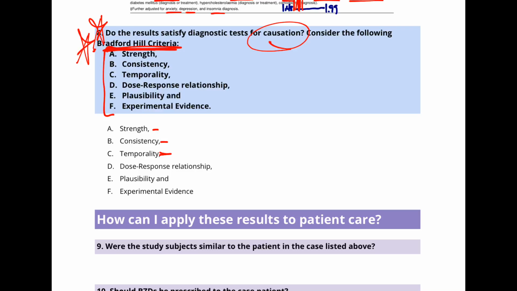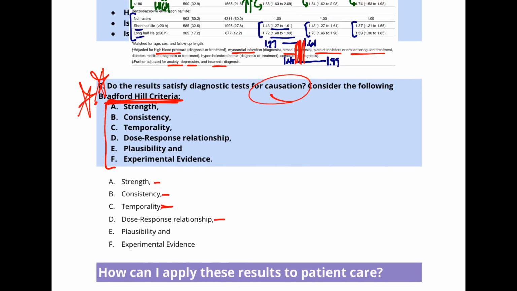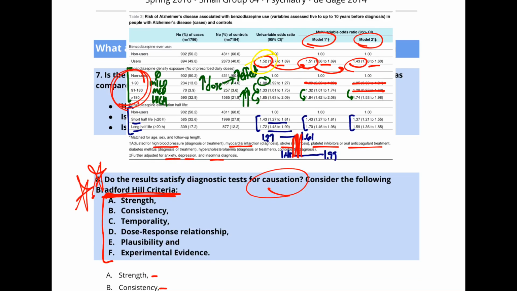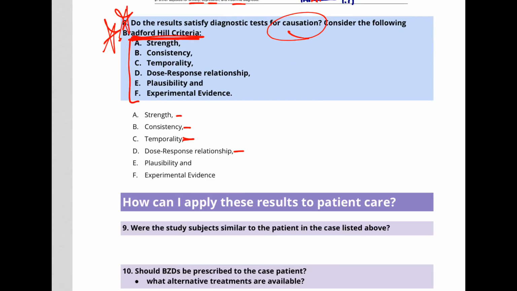Temporality, and this one means that cause precedes effect. So benzos came first, and then you got the Alzheimer's. We have that. Dose response curve, meaning the more benzos you took, the stronger the effect, and we did see that, right? We saw that here with our 1 to 90 days, 91 to 180, and greater than 180 days. The longer time benzos that we took it, the stronger the effect of getting Alzheimer's dementia was.